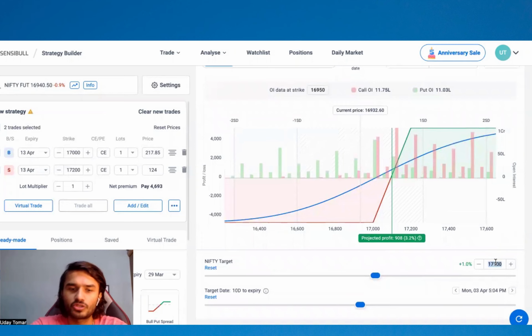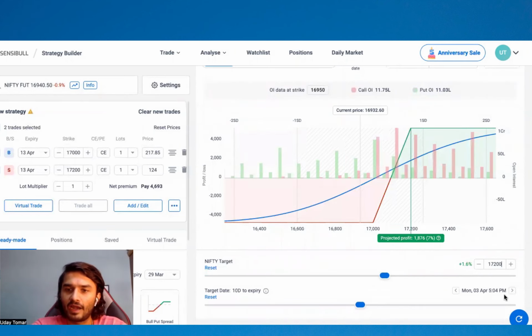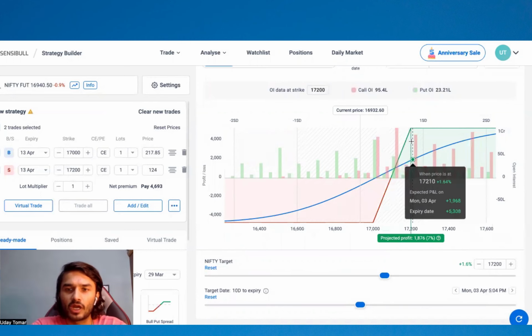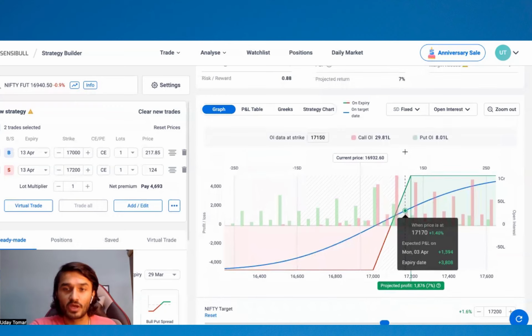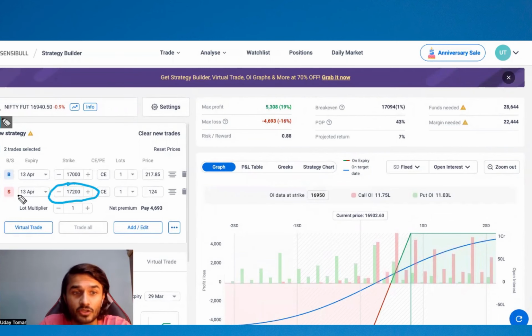Now let's say it goes to 17,200. If it goes to 17,200, then you're making 2,000 rupees. And on expiry, if it goes to 17,200, you will be making 5,000 rupees. So the payoff works as such that the higher strike which you've chosen on expiry, if the price is above this level, the sold strike which you've done. So 17,200 is your sold option which you sell. If it goes above that, then you're making maximum profit on this strategy.